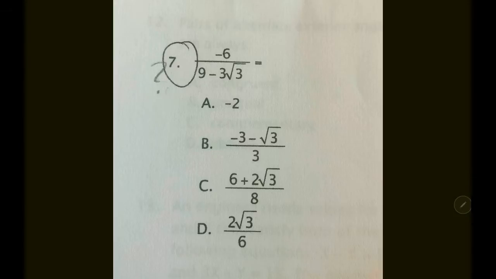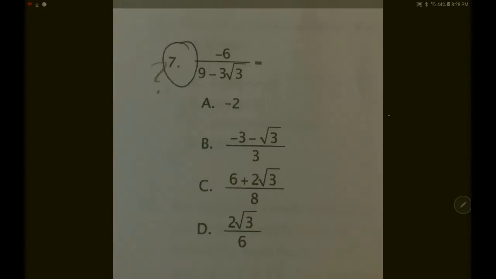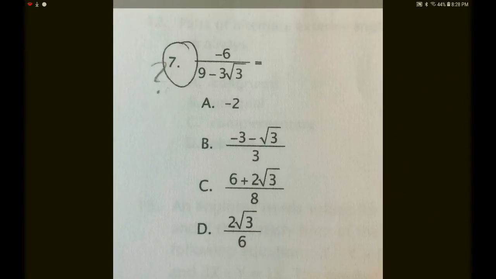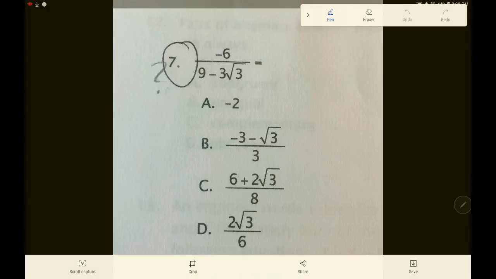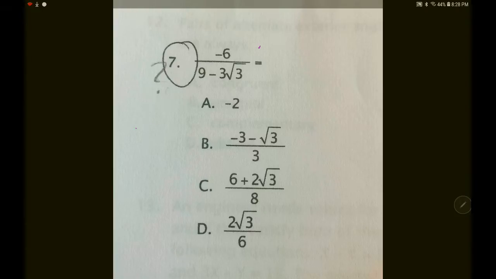This is all about trying to simplify this so that there's no square roots in the denominator. You notice on these 4 choices, there is no square root in any of the denominators. So that's really what we do when there is a square root in the denominator. We want to be able to simplify it so that there is not. So what we do is we multiply both numerator and denominator by something that's called the conjugate.